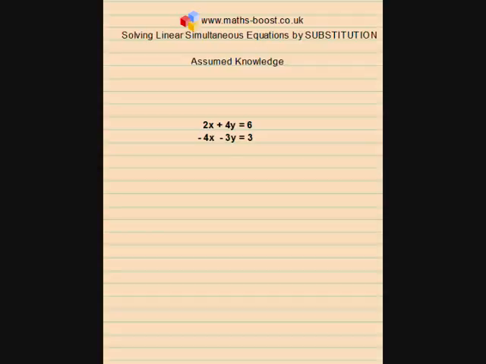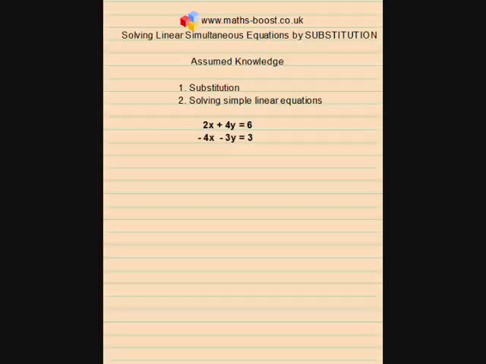Assumed knowledge. You're going to have to be confident with substitution, and you're also going to have to be confident with solving simple linear equations. If you can't do either of these two things, then you won't be able to employ this method that I'm about to describe.